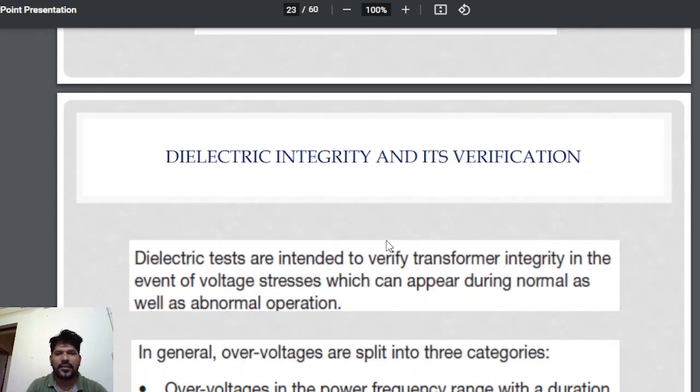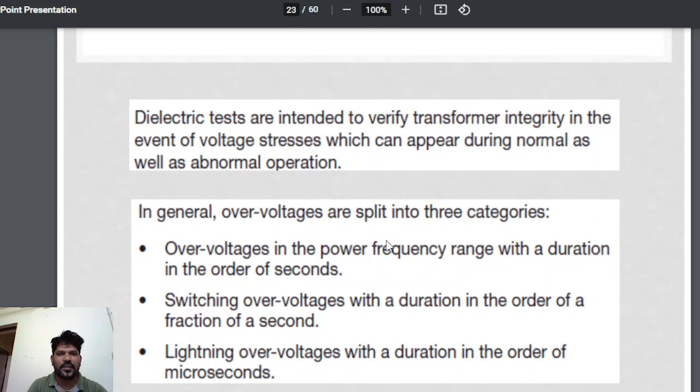So dielectric integrity and its verification. Dielectric tests are intended to verify transformer integrity in the event of voltage stresses which can appear during normal as well as abnormal conditions. Even in normal conditions, suddenly some load changes. Okay, someone suddenly switches off the 10 megawatt motor. So suddenly load rejection will come on the transformer. When load rejection comes, voltage will shoot up. So at that time, whether the insulation will withstand or not, we have to find out.